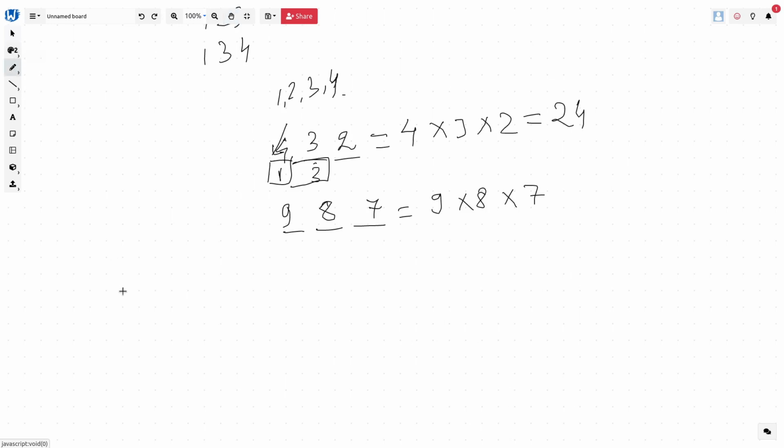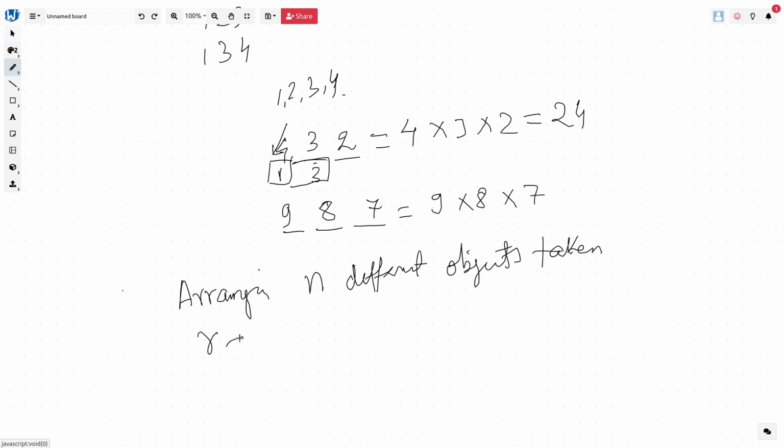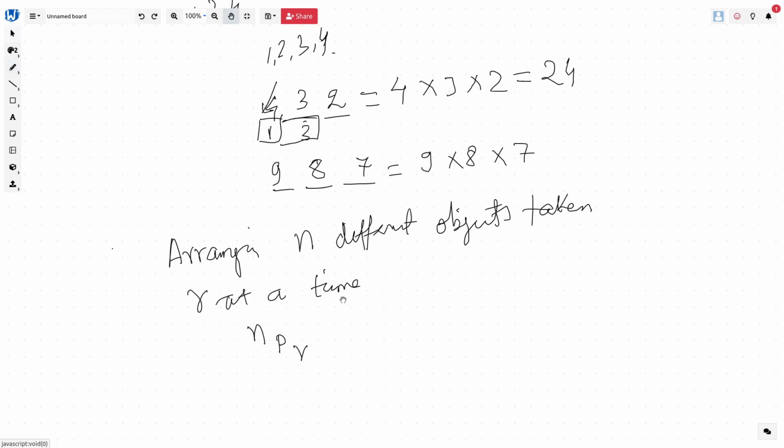So we will say arranging n different objects taken r at a time. We call this term permutating n different objects r at a time. So we can say this as permutating n with r at a time, and we denote it as nPr, right?